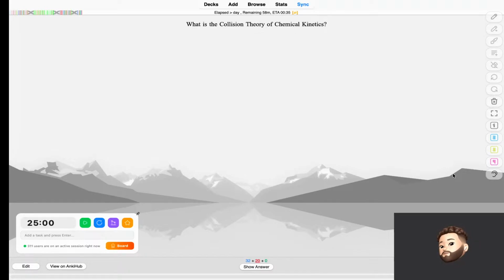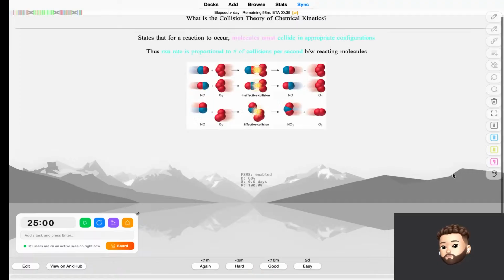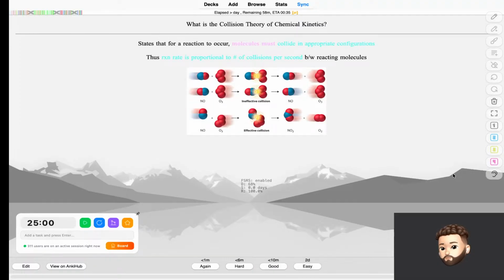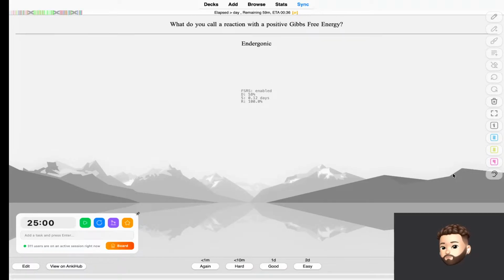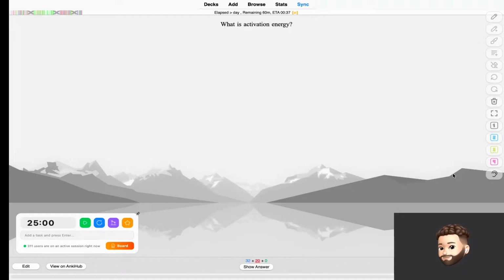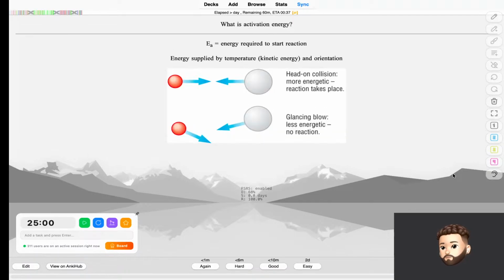What is a collision theory? It means that molecules, in order to react, must collide with one another in the appropriate configurations. What do you call a reaction with positive exergonic? That was wrong. I should have gotten it right, but that was indeed wrong. What is activation energy? The difference between the reactants and the transition state.